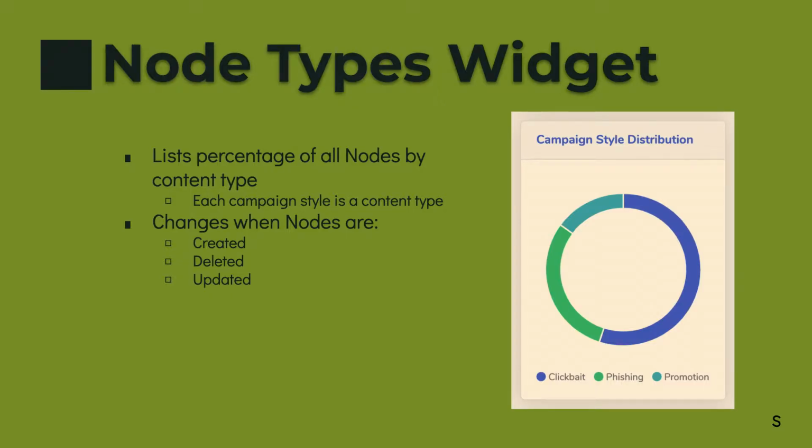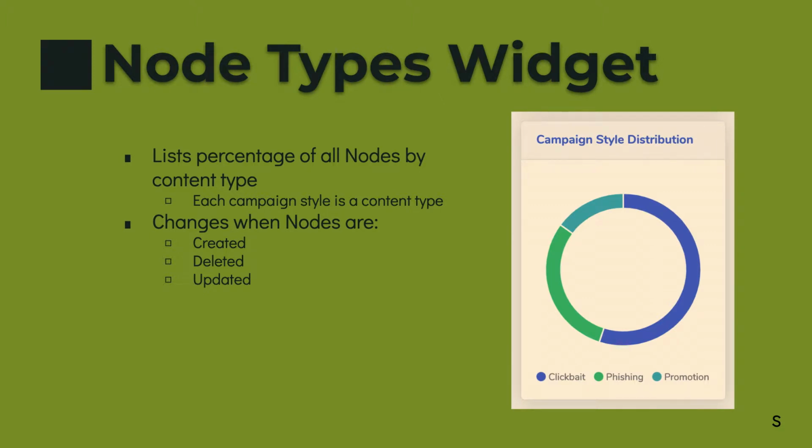So our first widget that we're going to look at for our dashboard is focusing on that exact type of collection of data. So we're going to look at a node types widget. Our scammers are using Drupal to track all of their scamming campaigns, and each scam type is a different node content type. So we've got different content types here. We've got clickbait campaigns, we've got phishing campaigns, promotion campaigns, all of these.